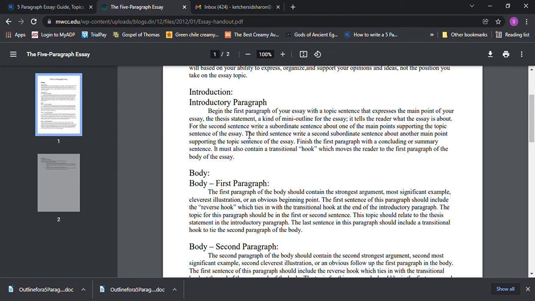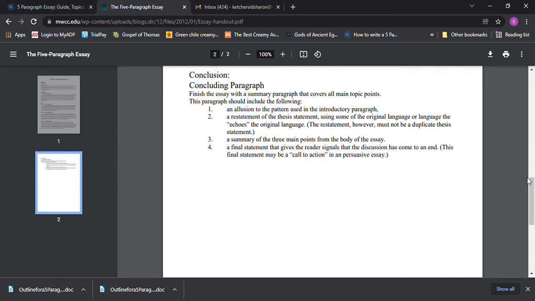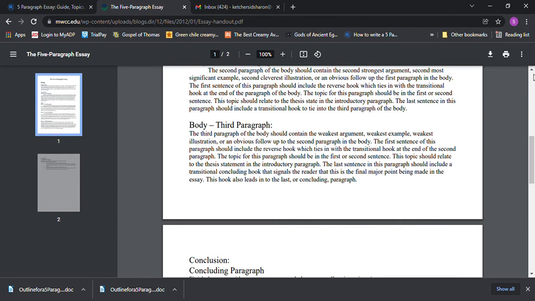So the third sentence, it says the second sentence. Okay, the third sentence, write a second subordinate sentence, another main point. And then it says finish the paragraph with a conclusion or summary sentence. It must contain a transitional hook, which moves the reader to the first paragraph of the body of the essay. But that's the first paragraph. This is the second paragraph. They have that a little strange to me, but that's okay. I know what they're talking about.